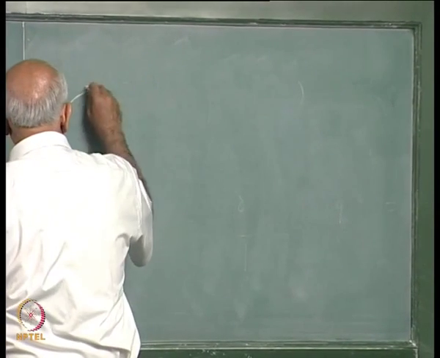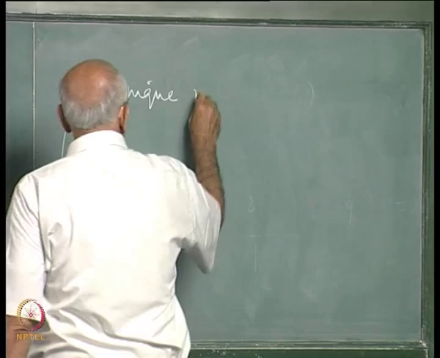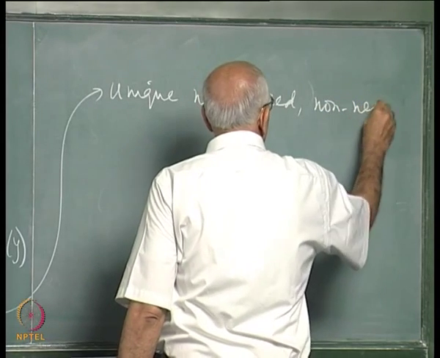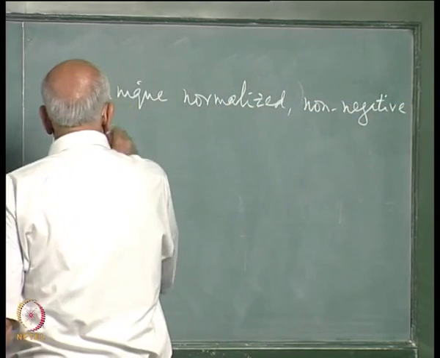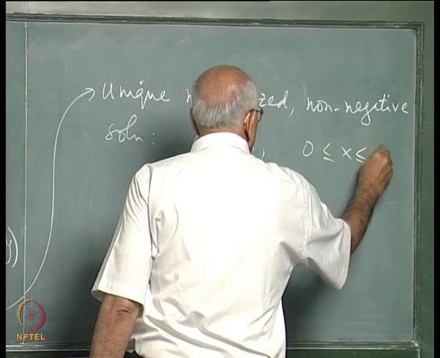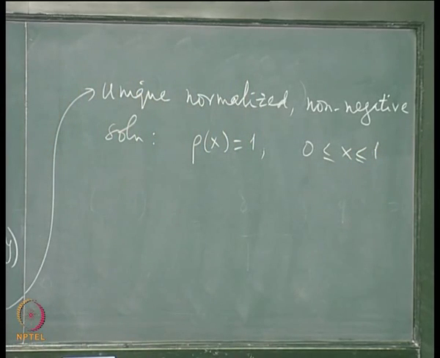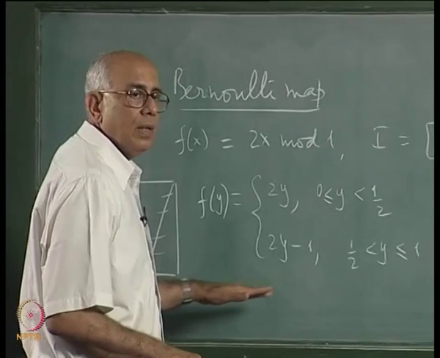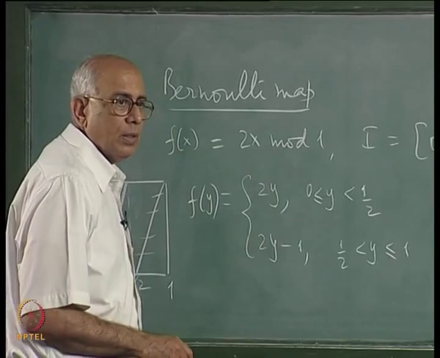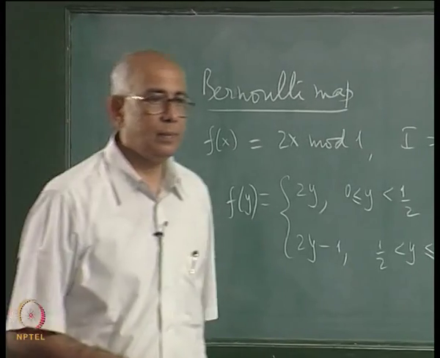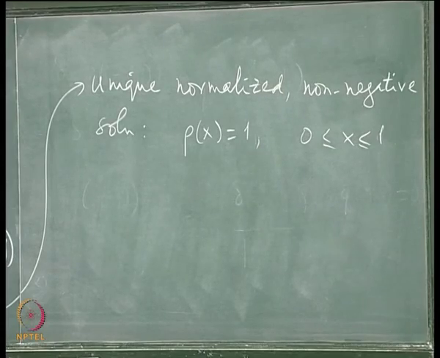So the unique normalizable, normalized, non-negative solution is rho of x equal to 1, for 0 less than or equal to x less than or equal to 1. It establishes why I said that in the case of the Bernoulli shift the system is ergodic and the invariant density is unity. In other words, all irrational points on this line, their iterates will uniformly and densely fill up the entire interval, uniformly, with a very simple invariant measure, just a constant.